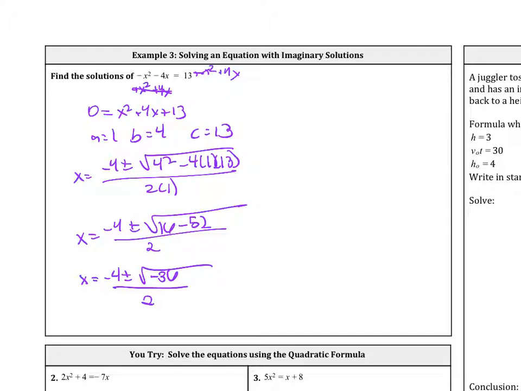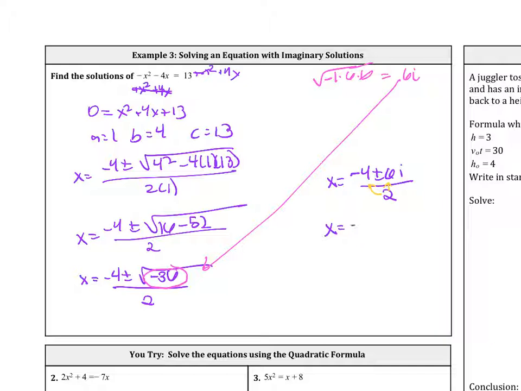So then we need to simplify the square root first, what's inside of the square root. And so remember that negative 36, that's negative 1 times 6 times 6. So that simplifies to 6i. So that's going to replace what's in here. So now this is x equals negative 4 plus or minus 6i all over 2. Then we can reduce because 2 goes into 4 and 2 also goes into 6. So x equals negative 2 plus or minus 3i. And there's our final answer.